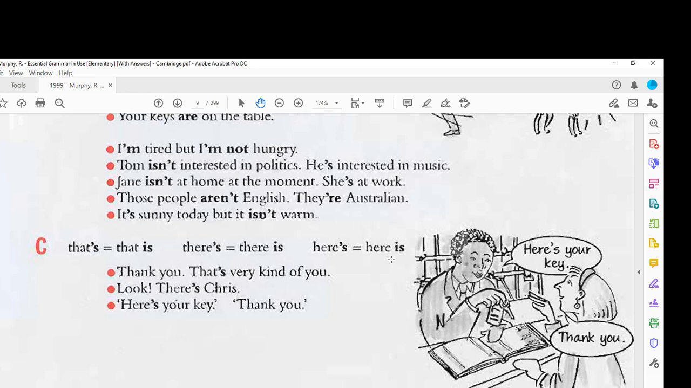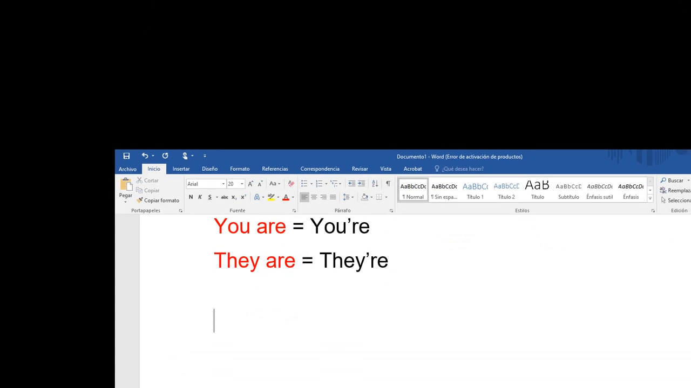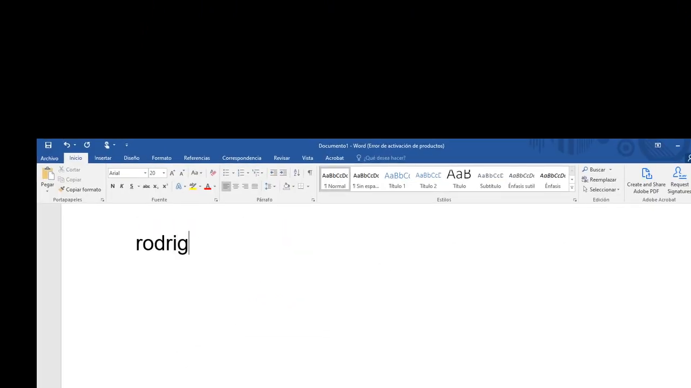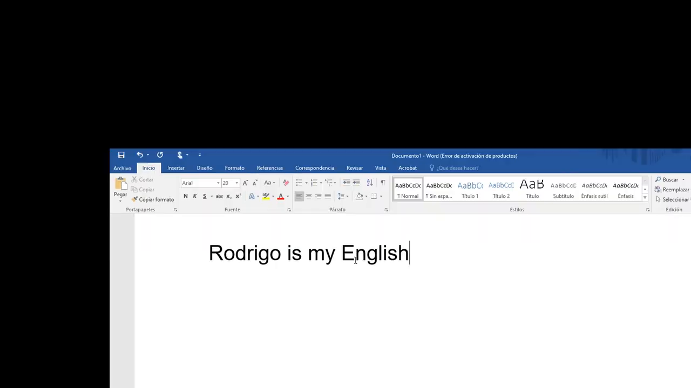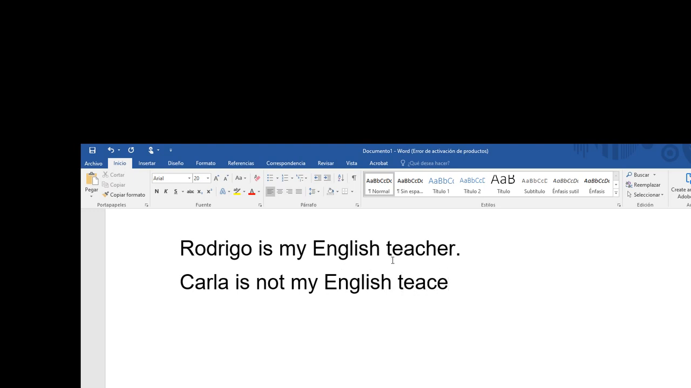Carla is Carla, the one next door at school. Carla is not my English teacher. And then you say Carla's not my English teacher. Yes, we're going to write those examples so that you can see them. Okay. There we go. So Rodrigo is my English. Remember, English is always with a capital letter E. Okay, English teacher. Yes. And let's go with Carla is not my English teacher. Yes, so here we are.